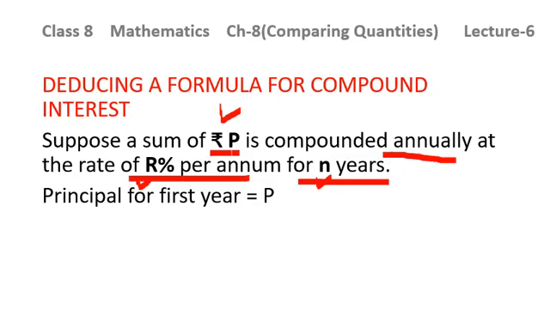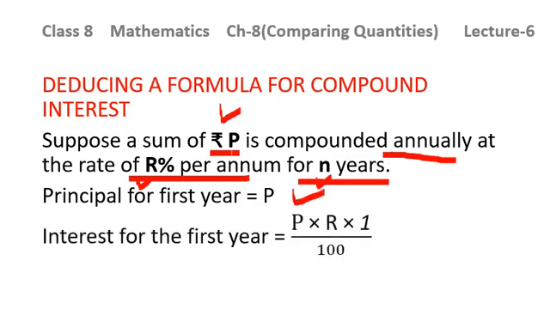So the principal for the first year is P. Interest for the first year will be P into R into T, because I am calculating it for 1 year, so time will be 1, over 100. P into R into 1 over 100, so it will be PR over 100. This is the interest for the first year.